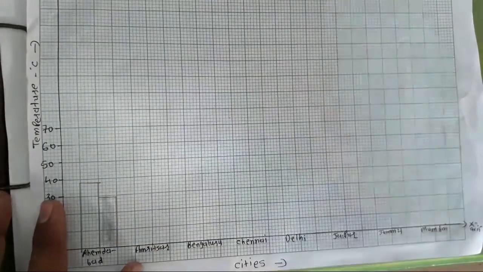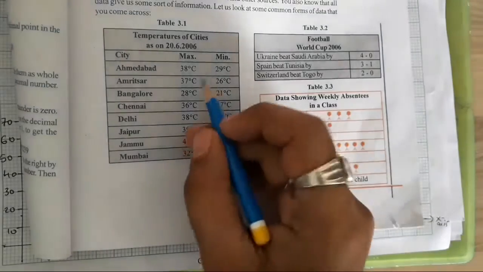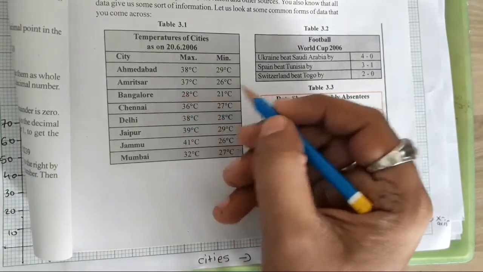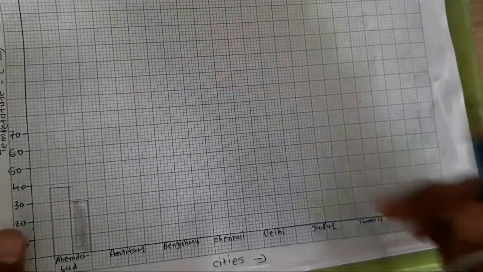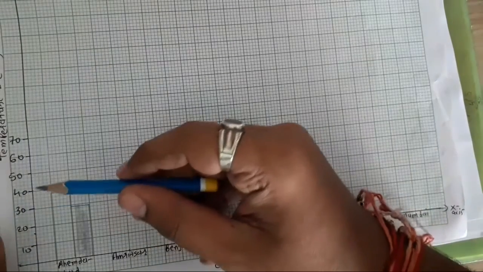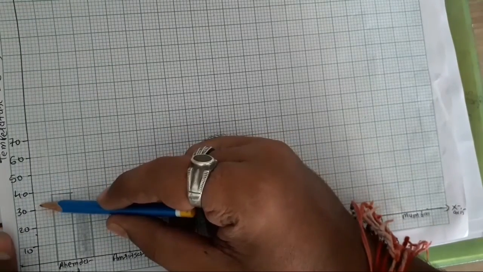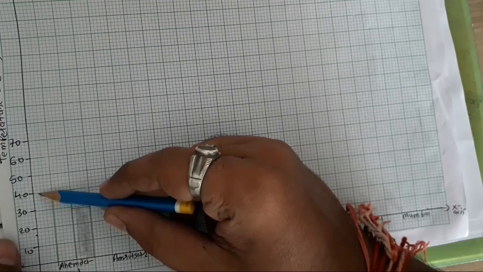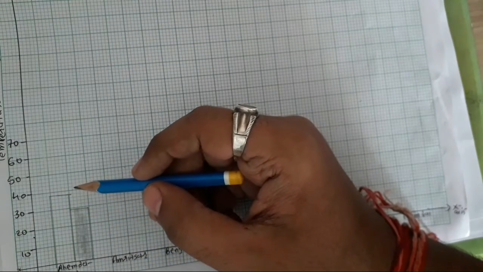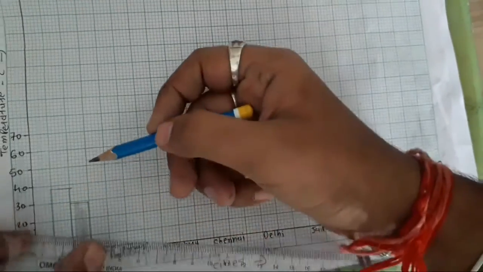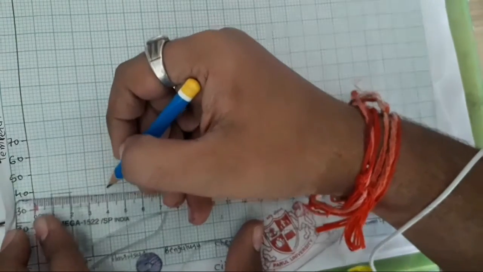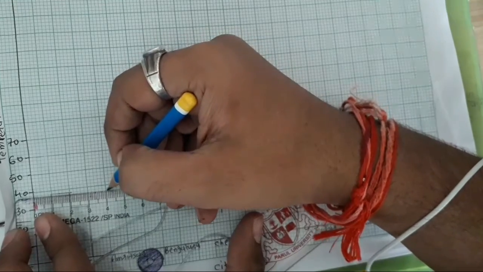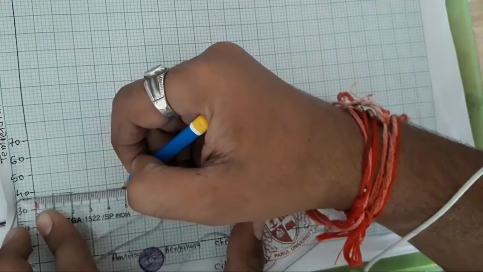Now for Amritsar, the maximum temperature is 37 degrees centigrade and the minimum is 26 degrees centigrade. For that, 37 lies between 36 and 38, so here 32, 34, 36, 38 and 40. So between 36 and 38 I will draw a line which represents the maximum temperature of Amritsar, which is 37 degrees centigrade.